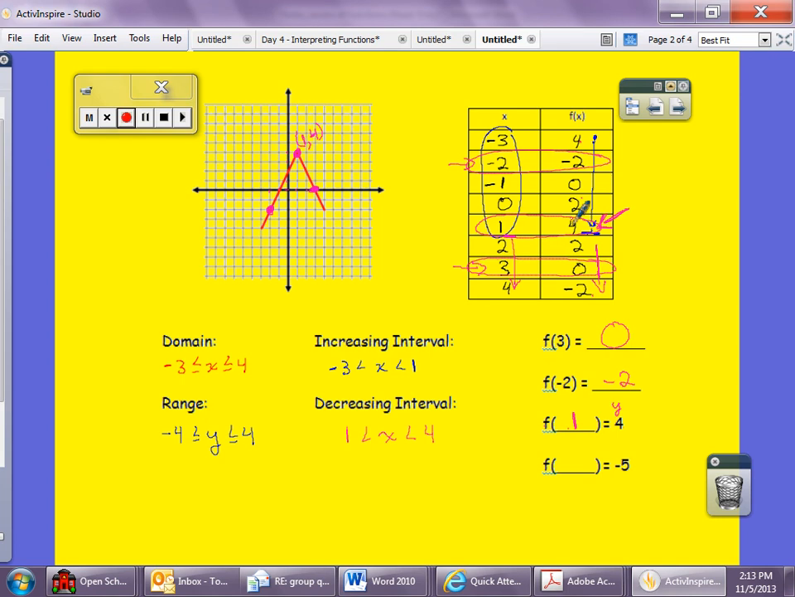And then f of blank equals negative 5. Our f of x, our y value, is negative 5. 1, 2, 3, 4, 5. There's no value there, so this one does not exist. This graph isn't continuing, it has endpoints, and there's no negative 5 in this entire thing. So we don't want to put 0, we don't want to leave it blank, we can just say it's not there, it doesn't exist.